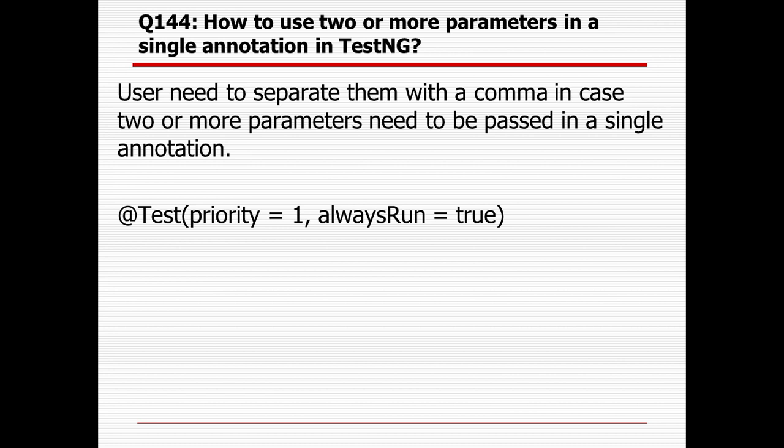How do you use two or more parameters in a single annotation in TestNG? Sometimes you need to use multiple parameters, right? Suppose you want to give the priority, or check alwaysRun, or maybe the enabled status. The user needs to separate them with a comma in case two or more parameters need to be passed in a single annotation. So at @Test, you give the brackets and pass all the parameters one by one, separated by commas. So you can use multiple parameters. In case all the parameters are satisfied, then it will run, right?